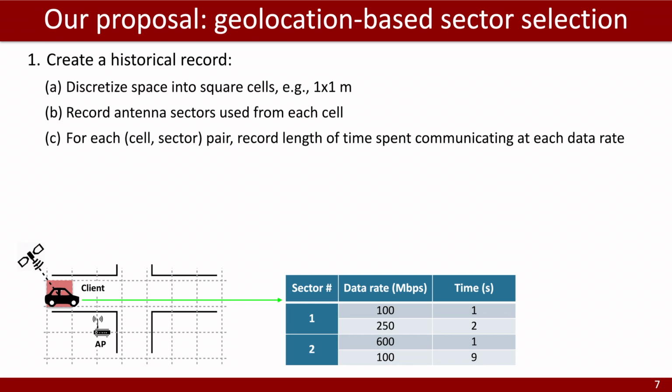Let us now focus on whether we can improve upon this by performing sector selection based on geographic location. Our proposal is as follows. First, nodes should create a historical record of their sector use. In order to do this, they would start by discretizing space into square cells, for instance of 1 by 1 meters, in order to enable spatial data aggregation. Then they would create a record of what sectors have been used from each particular cell. For example, sectors 1 and 2 have been used from this pink cell over here.